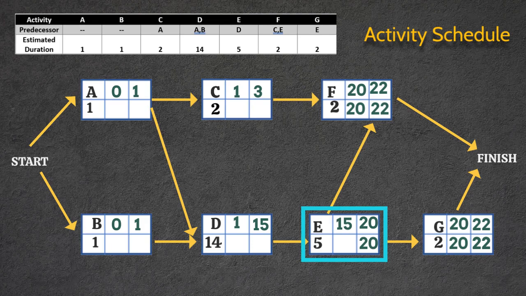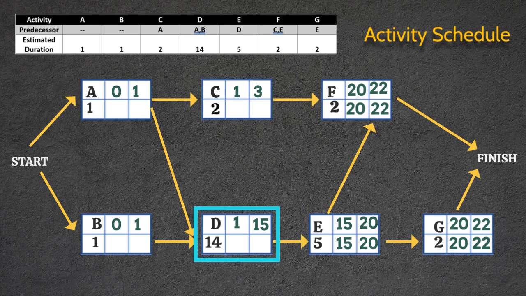To calculate the latest start time for activity E, we will subtract 5 from 20. That will leave us with 15. Now, activity D only has one successor which is E. The latest finish time for D will be the latest start time for E which is 15. To find the latest start time for activity D we will subtract 14 from 15. That will leave us with only 1.